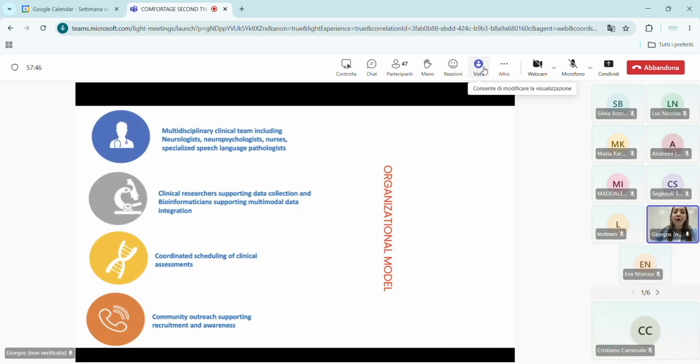Here it's more about our organizational model. We have here at SING a multidisciplinary clinical team with different healthcare professionals. We have the neurologists, neuropsychologists, nurses, physiotherapists, specialized speech language pathologists, who are specialized in dysphagia. We have the clinical researchers, which support the data collection, and also bioinformaticians who are supporting the multimodal data integration.